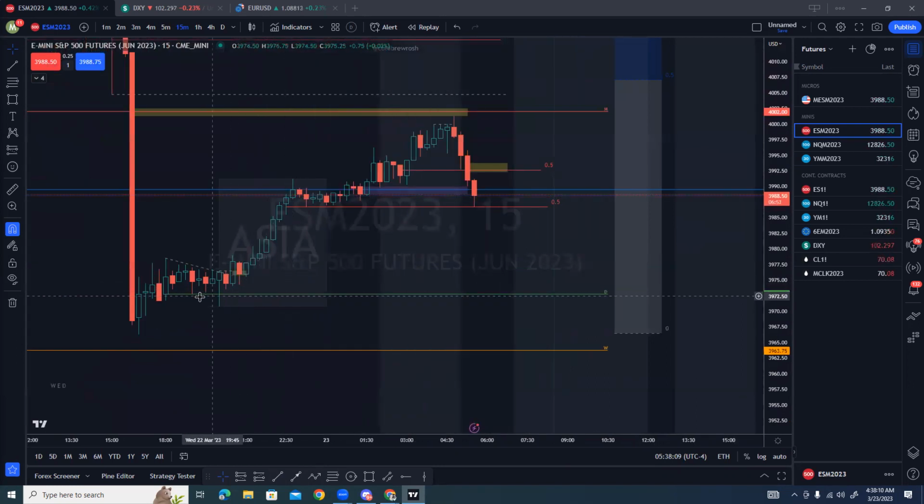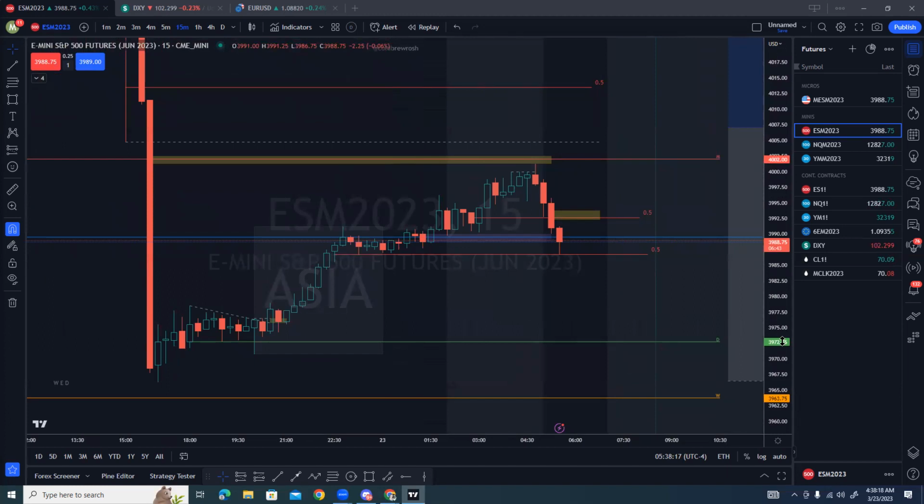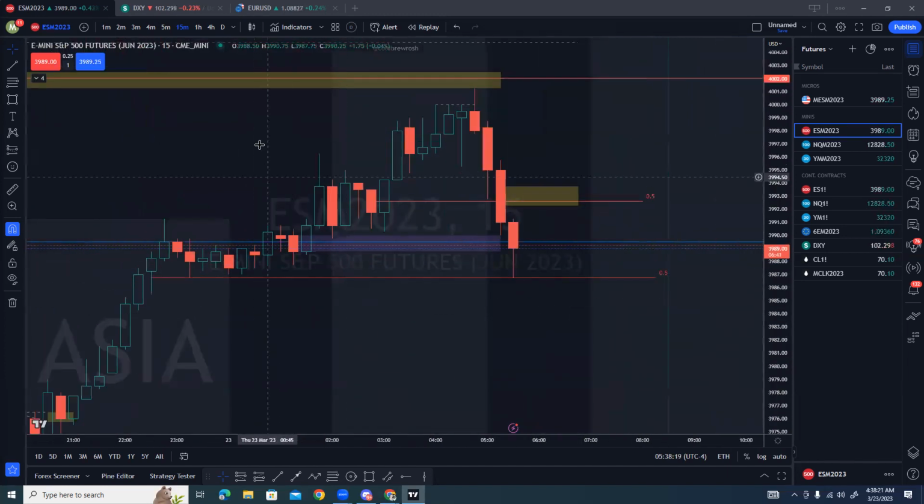Midnight candle is where we're situated at right now. I thought I had it marked. I may have it marked on a different chart, but this is the opening of the midnight candle.